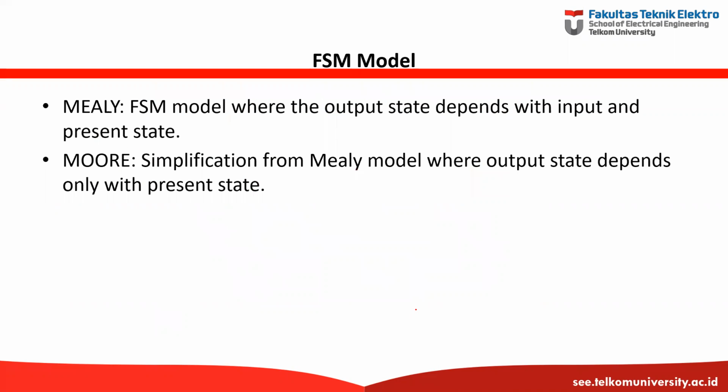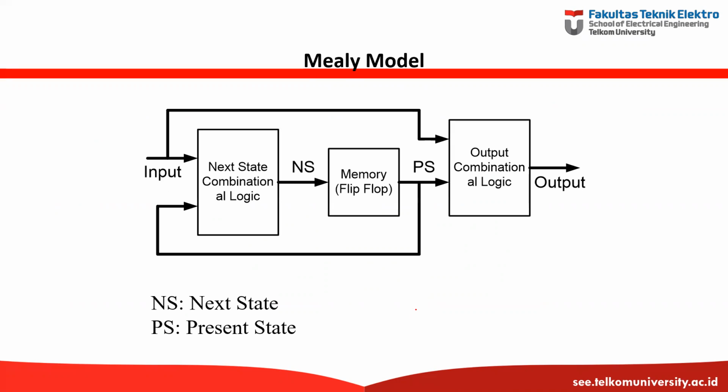Now we have two types of FSM. The first one is Mealy, where the output depends on the input and the present state, and the Moore is simplified from the Mealy model, where the output depends only on the present state. So what is the present state now? This is the Mealy model.